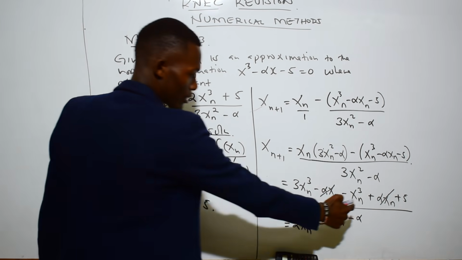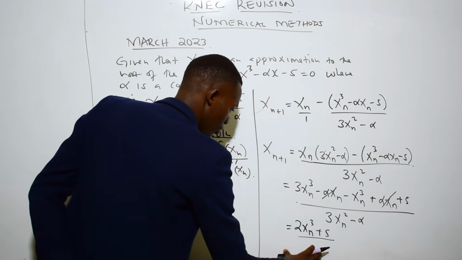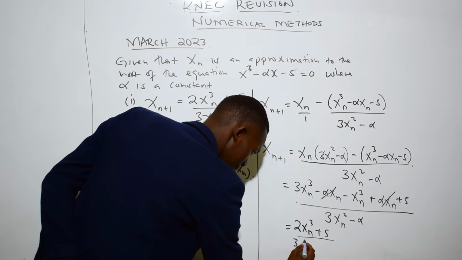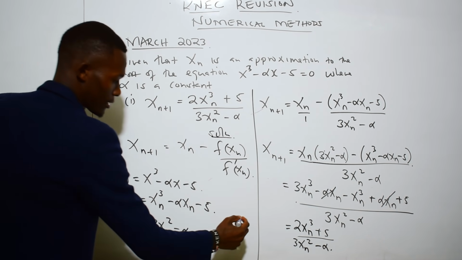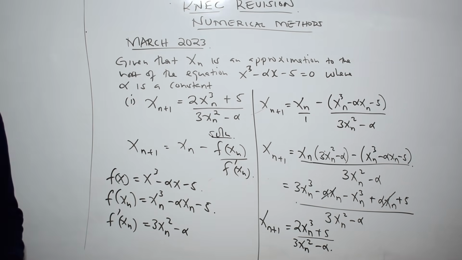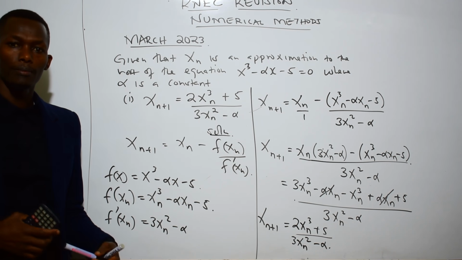So what term do you remain with? You remain plus positive of 5. Then all over, then we have this, therefore xn squared minus alpha. And this is your better approximation for your xn plus 1. So we have already shown the first part. Now let's see the second part.